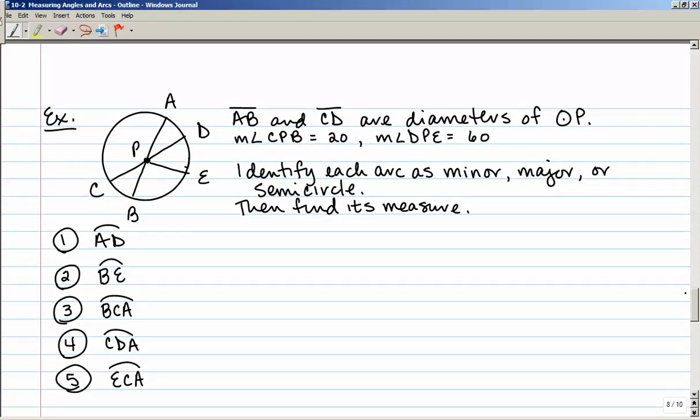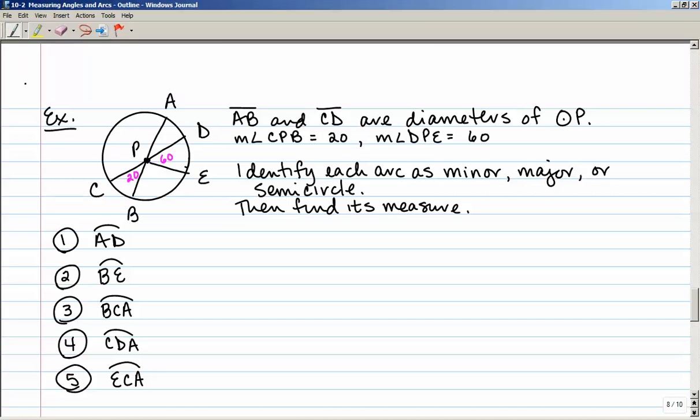Okay, here's circle P, and we're told that segment AB and segment CD are diameters. Remember, if that's a diameter, it's cutting this circle in half. So from A through D, E, and B, that would be considered a semicircle. Also from D through E, B, and stopping at C, that would also be considered a semicircle. We're also given that the measure of angle CPB is 20, so I'll go ahead and mark that in here, and that the measure of angle DPE is 60. So, given the following arcs, we have to identify each as major or minor and then find its measure.